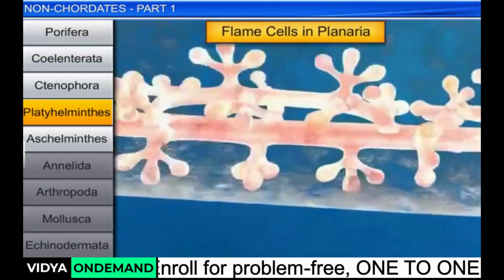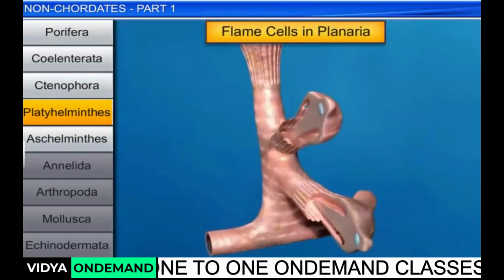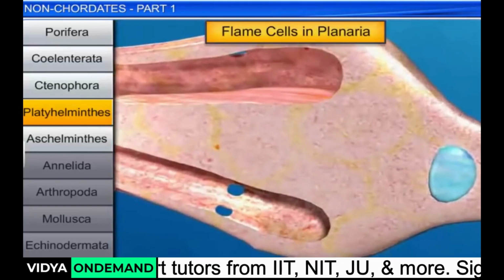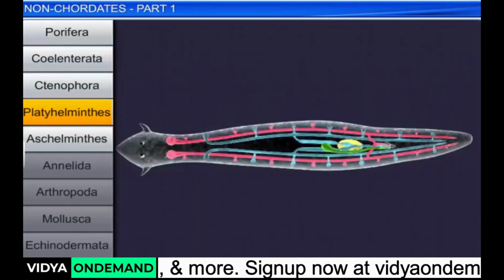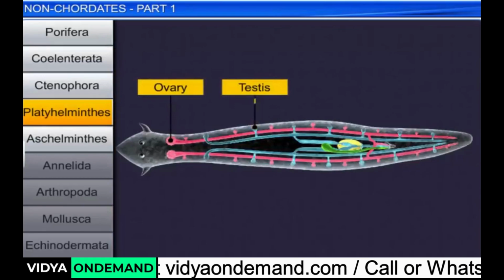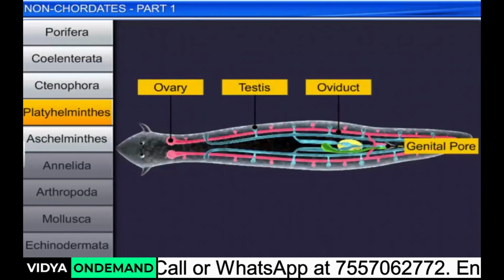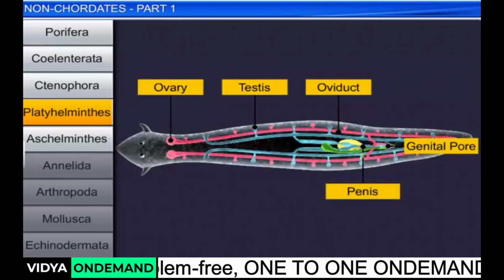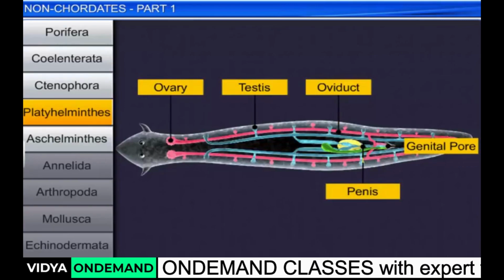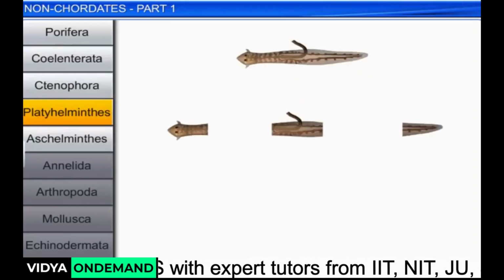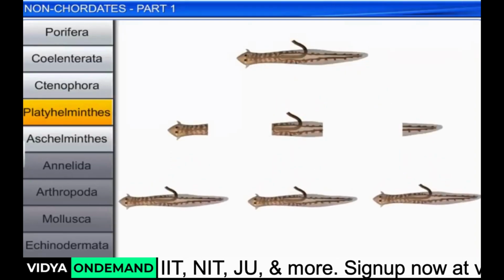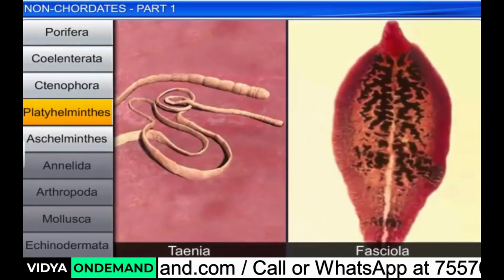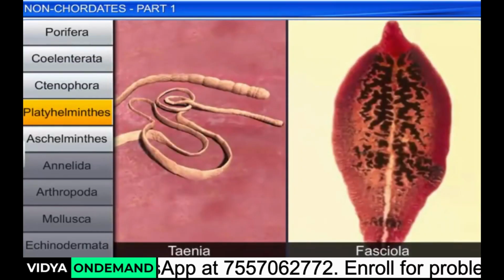Flatworms have specialized cells called flame cells, which help in osmoregulation and excretion. The members are hermaphrodite. Fertilization is internal and development is through many larval stages. Some members, like planaria, possess high regeneration capacity. Taenia and Fasciola are some common flatworms.